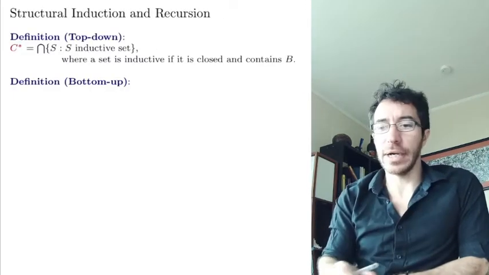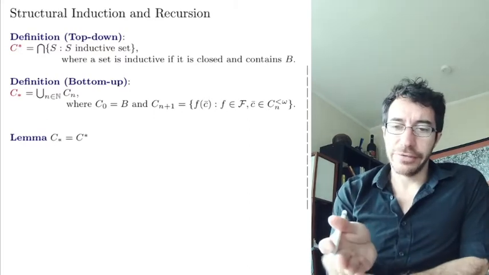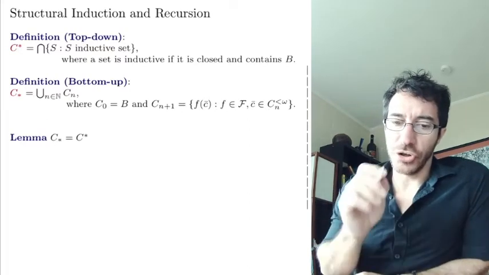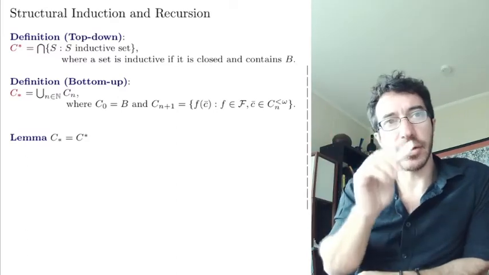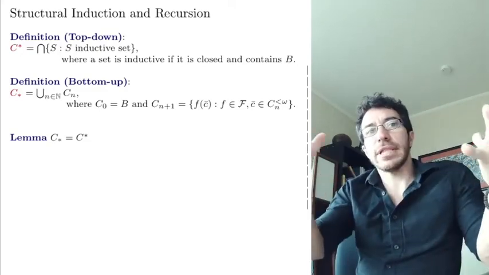Okay, so let's see why they are the same. So here are the two definitions again. I just wrote them again. C star on top is the intersection of the inductive sets. C star on the bottom is the union of these smaller sets that we're building one step at a time.